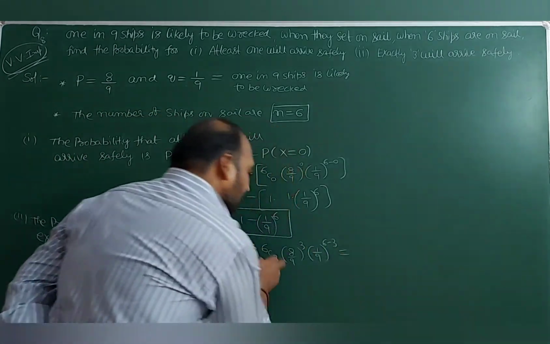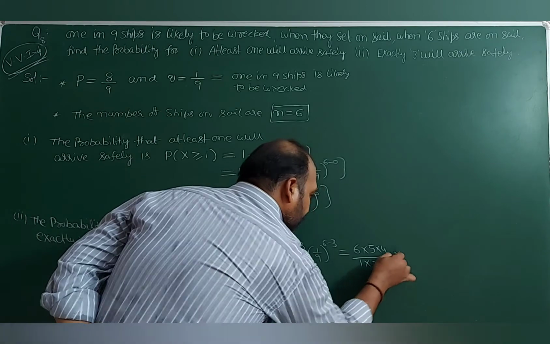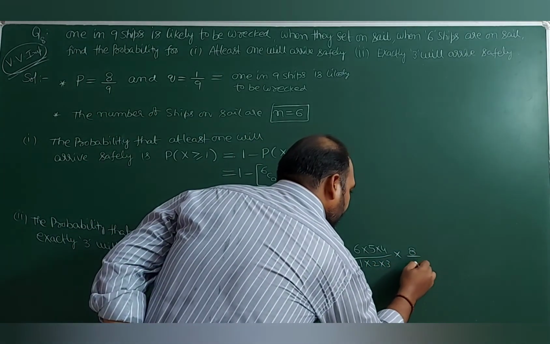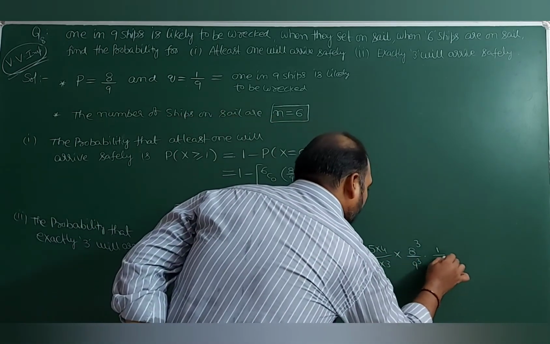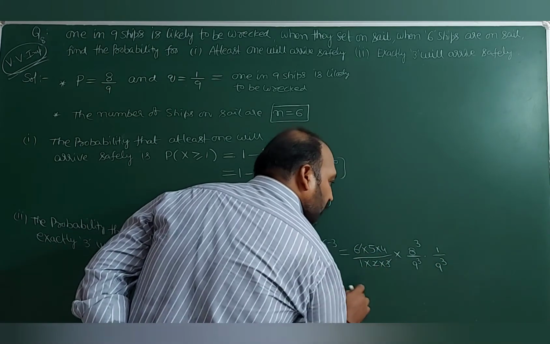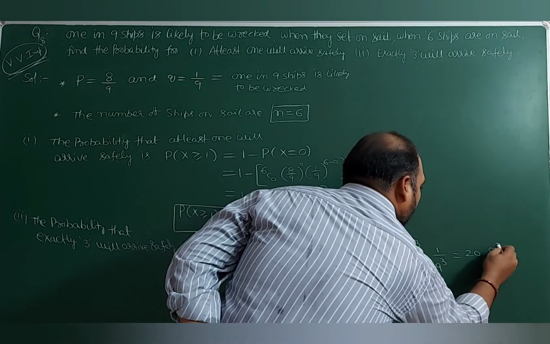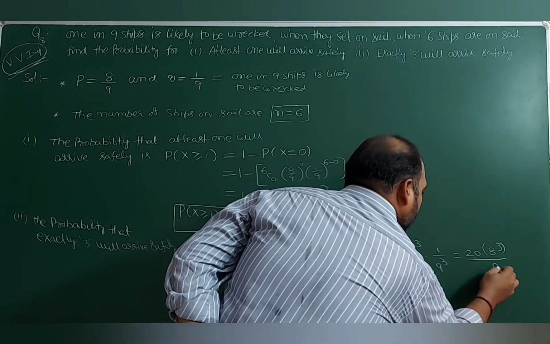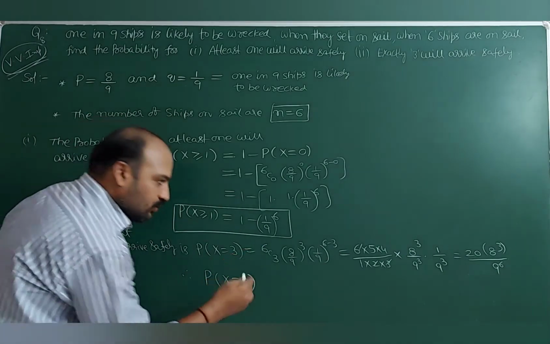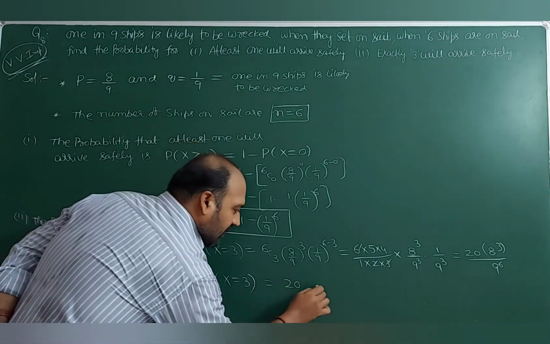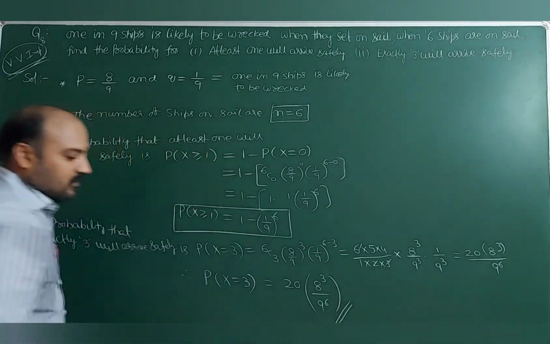So simplify 6C3: 20. But we need 6 into 5 into 4 by 1 into 2 into 3. 8 by 9 whole cube. That means 8 power 3 by 9 power 3 into 1 by 9 whole power 3. That means 1 by 9 power 3. So 20 into 8 power 3 by 9 power 6. So therefore P of X is equal to 3 is equal to 20 into 8 power 3 by 9 power 6. Yeah, I hope you understand this, students.